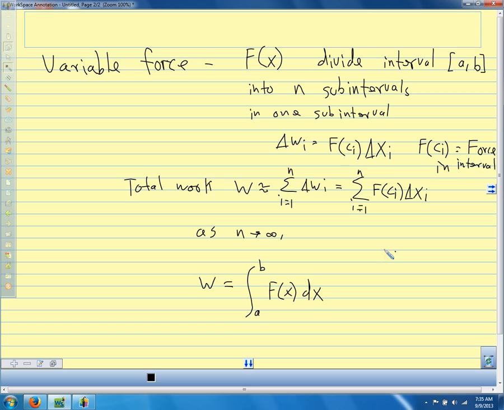So what I want to do is do a couple of examples, a lifting problem and a pumping problem, to show you the kinds of problems that you'll see in your homework, how we're going to apply this idea of work, and how we set these problems up. Usually with these kinds of application problems, the setup is more difficult than the actual calculus involved. So let's look at those.